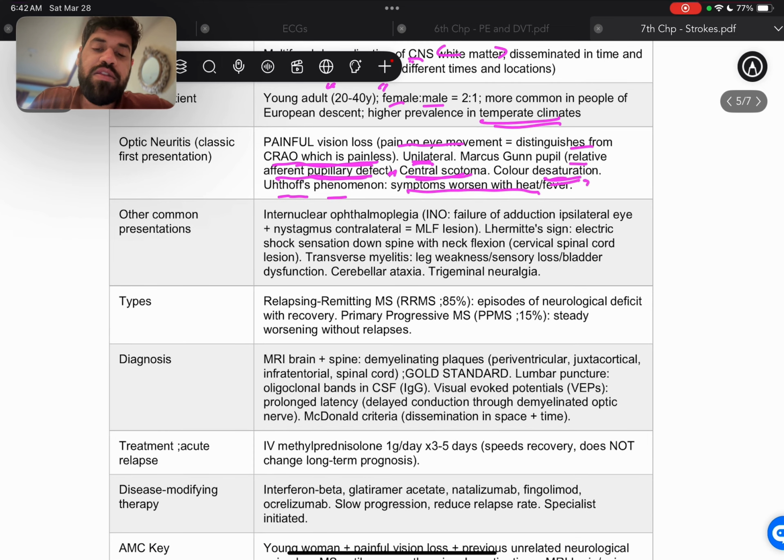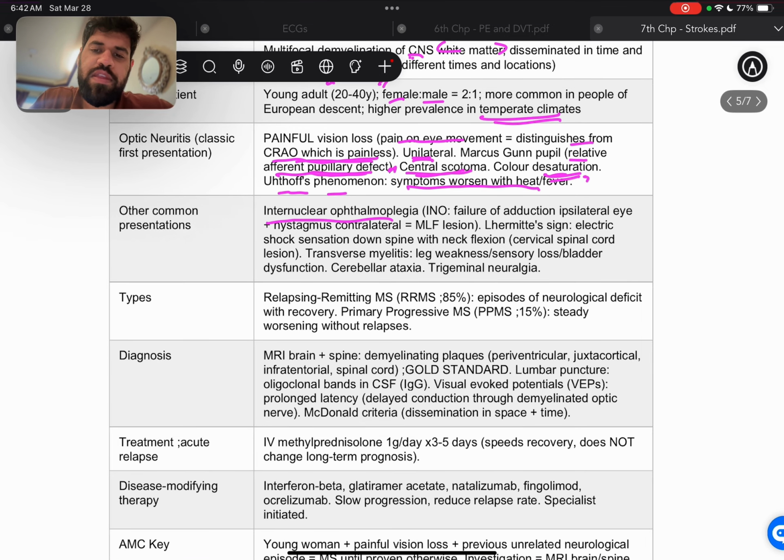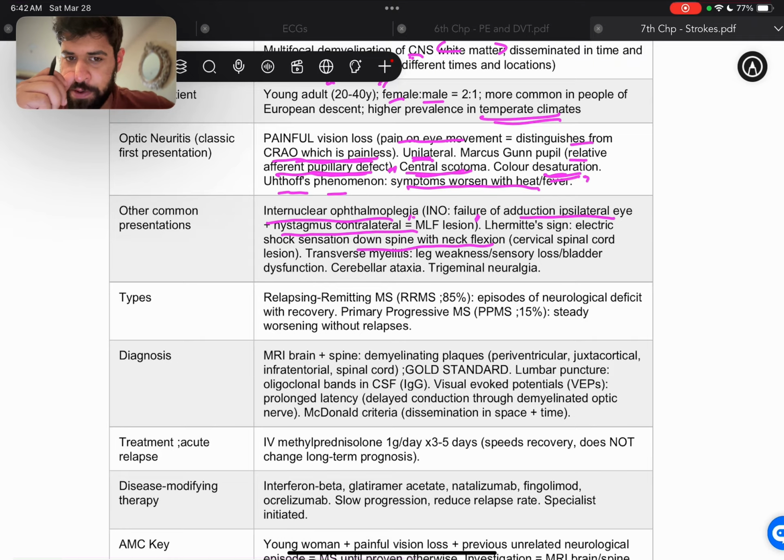All right. Now the other common presentations are internuclear ophthalmoplegia, INO, with the failure of adduction of the ipsilateral eye plus nystagmus of the contralateral eye, which is the MLF lesion. Then Lhermitte's sign is the electric shock sensation down the spine with neck flexion. Then transverse myelitis: leg weakness, sensory loss, bladder dysfunction, cerebellar ataxia, trigeminal neuralgia.